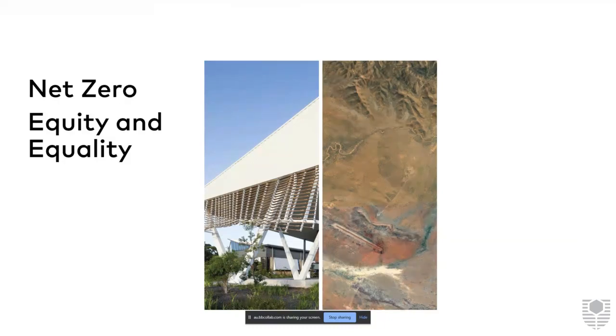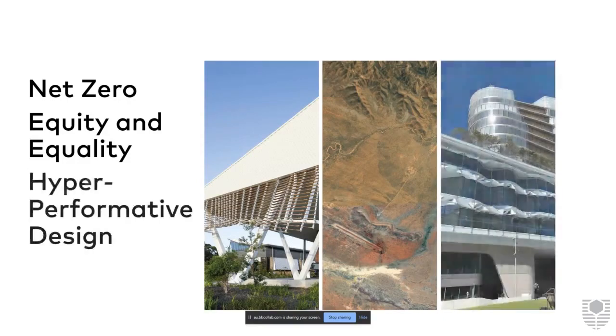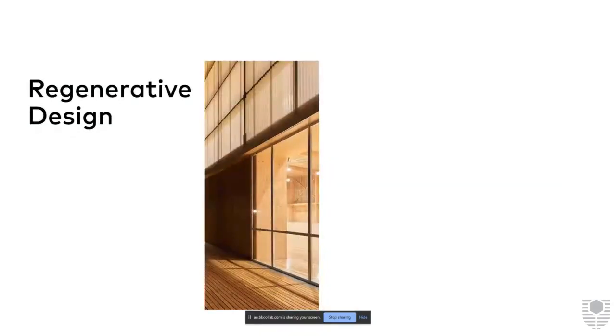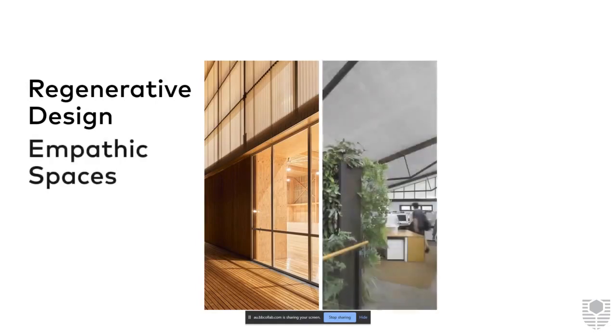I'd like to think that more ubiquitous access to that kind of information and that kind of knowledge means that we can actually more equitably distribute it to the world, I guess. More hyper-performative design, so buildings that just do more with less. We're also, I think, looking towards circular and regenerative design, understanding materials, understanding supply chains, understanding how buildings are actually part of a larger system.